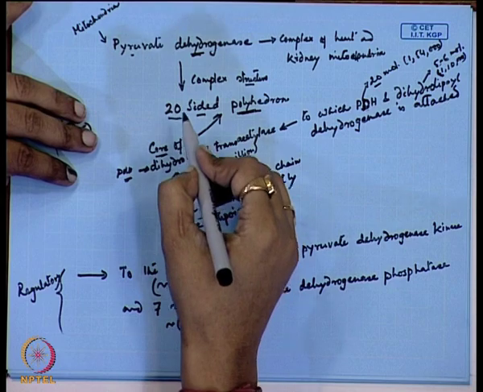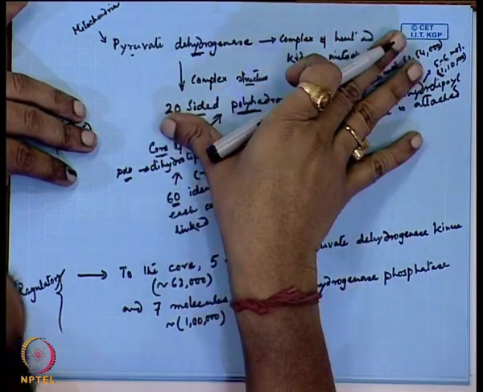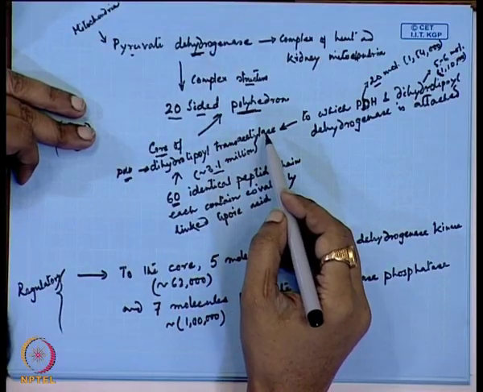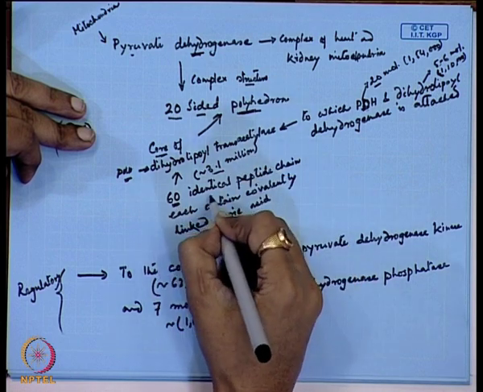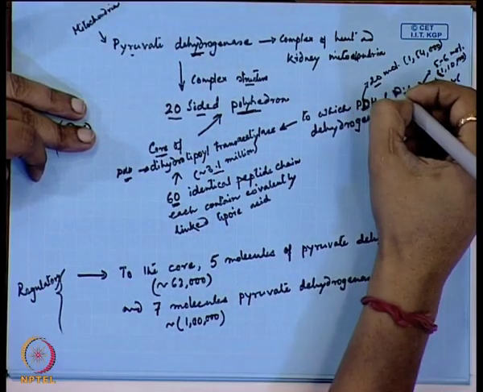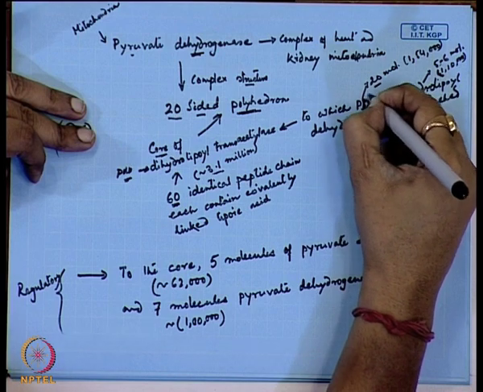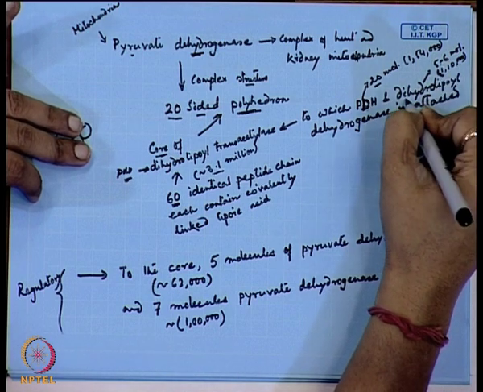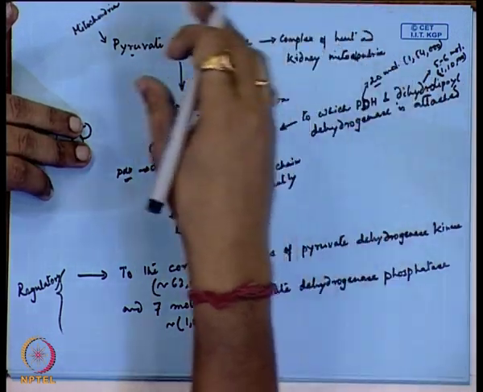So, this is the core moiety. That means pyruvate dehydrogenase is present in the mitochondria, mainly composed of 3 main enzymes, the core being the dihydrolipoyl transacetylase, where 60 identical peptide chains are present in this core moiety, to which 20 molecules of pyruvate dehydrogenase are attached, and 5 to 6 molecules of dihydrolipoyl dehydrogenase enzyme are attached to this.